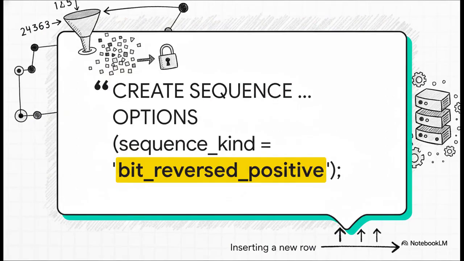And just look how simple it can be. Remember that whole right hotspot problem and that clever bit reversal trick? In Spanner, you just run this one line of SQL. You create a sequence and you give it one option: sequence kind equals bit reversed positive. That's it. You're done. From now on, Spanner automatically generates the ID and reverses the bits for you before it saves the row. It completely handles hotspot mitigation for you, and you never have to think about it again. It's an amazing example of a powerful abstraction that just makes a super complex problem disappear.